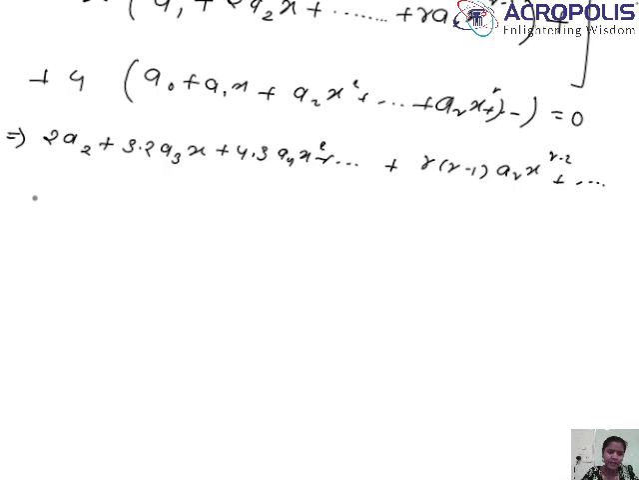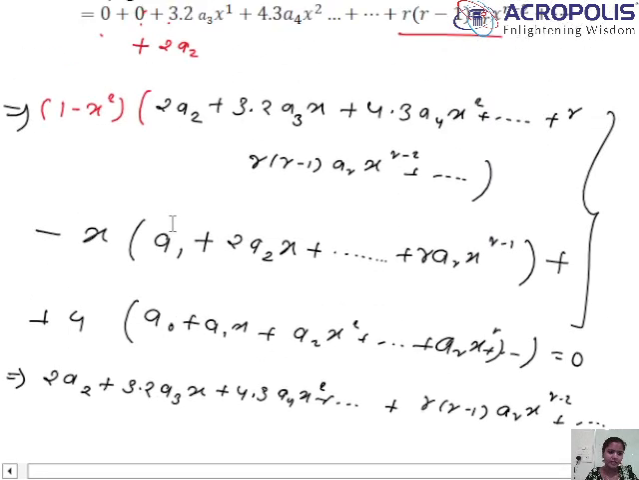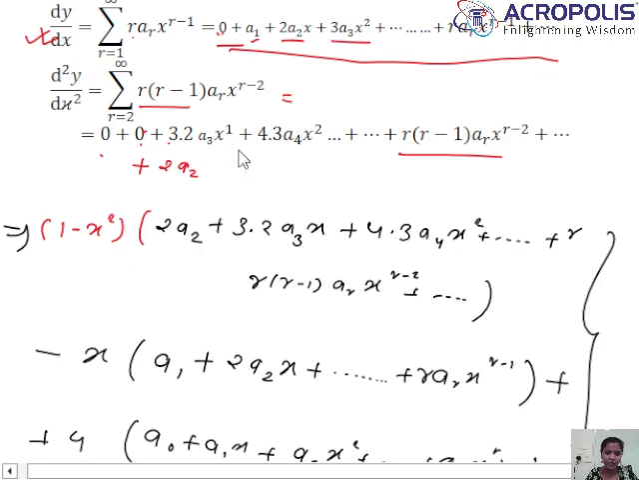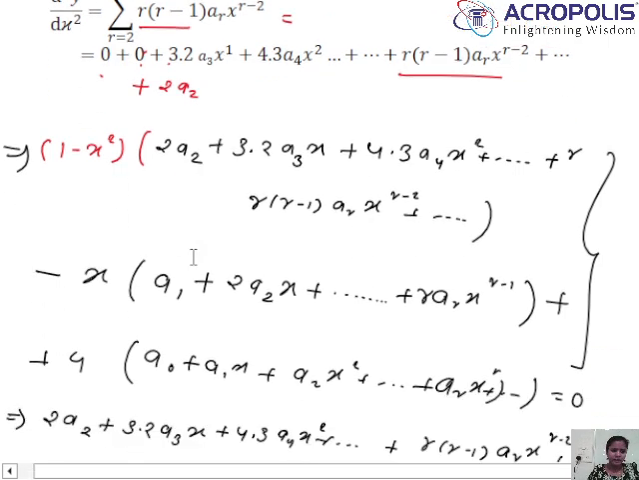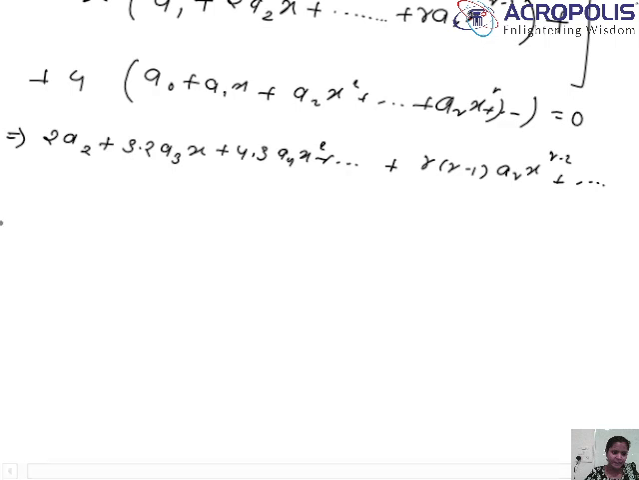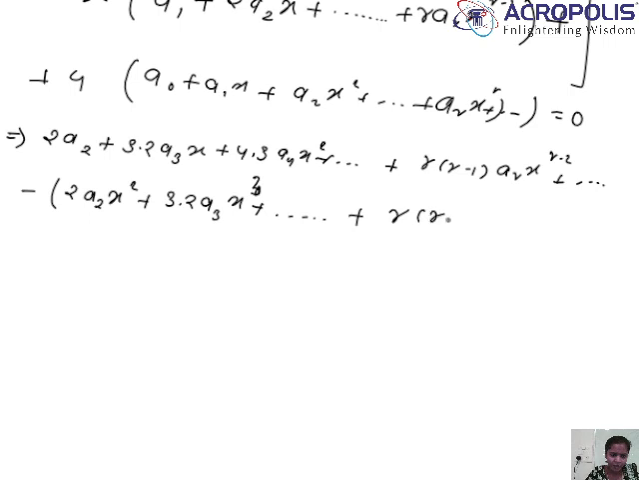When you multiply by minus x square in the whole term, you get minus, I am taking minus as common, 2 a2 x square, 3.2 a3 x cube, and so on, r into r minus 1 a_r x to the power r up to infinity.